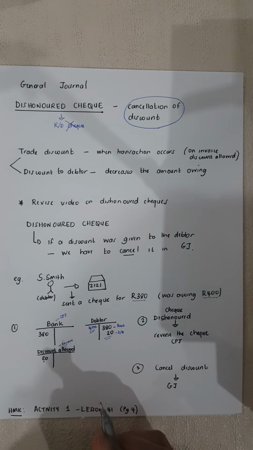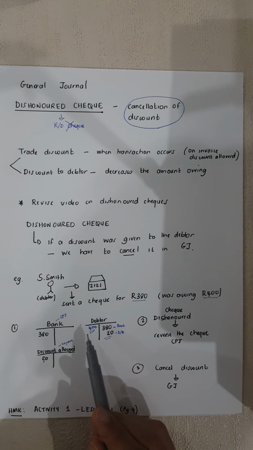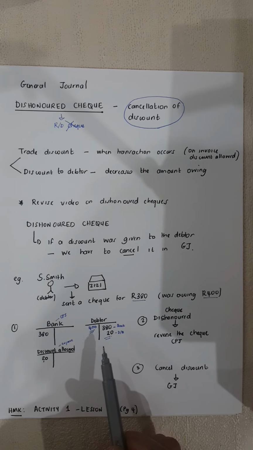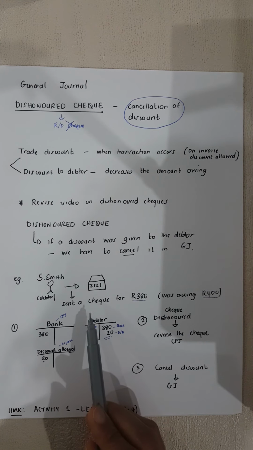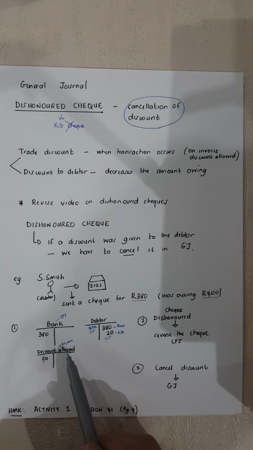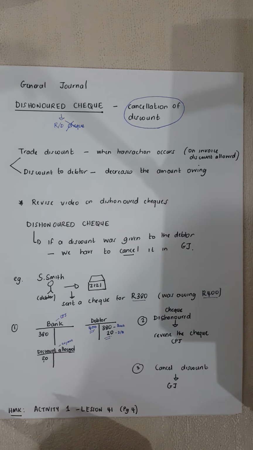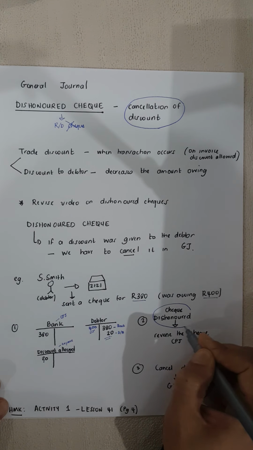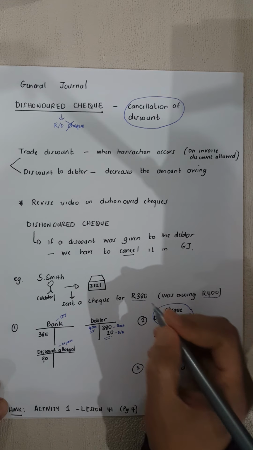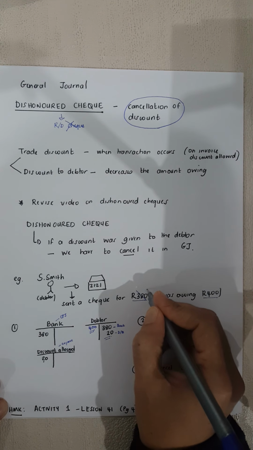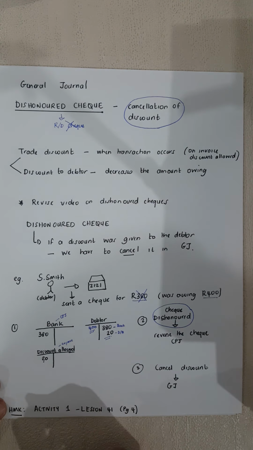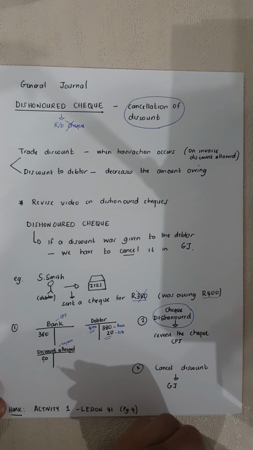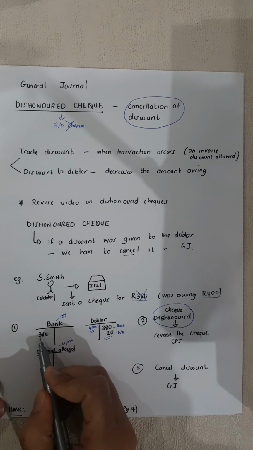Okay, so if you're finding this difficult and you need to revise this, then you can go through the video on the dishonoured checks. But this is where the check came in, but we're not saying it's dishonoured. Now we need to say that the check got dishonoured. So what we're saying is that this 380 Rand that we received, we actually haven't got it.